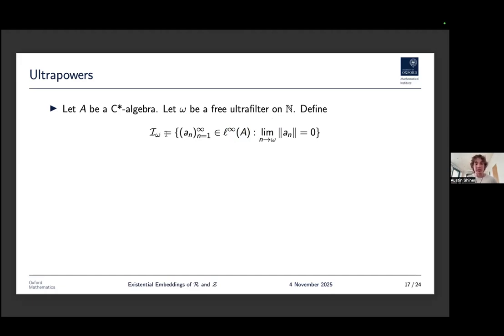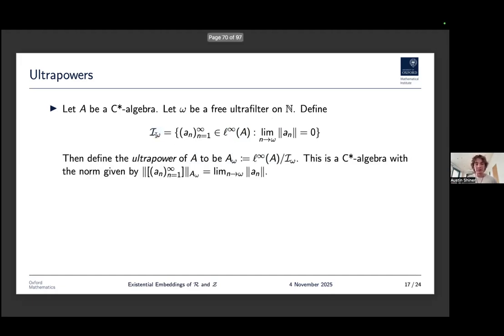As you can show, this thing is in fact an ideal. So what we can do is we define the ultra power of A to be L infinity of A, modded out by this quotient. This is a C-star algebra. Its norm is given by taking some representative sequence for your equivalence class and taking the limit as n goes to omega of the norm of the representative sequence. You can show this is well defined. This makes it a C-star algebra and all that.